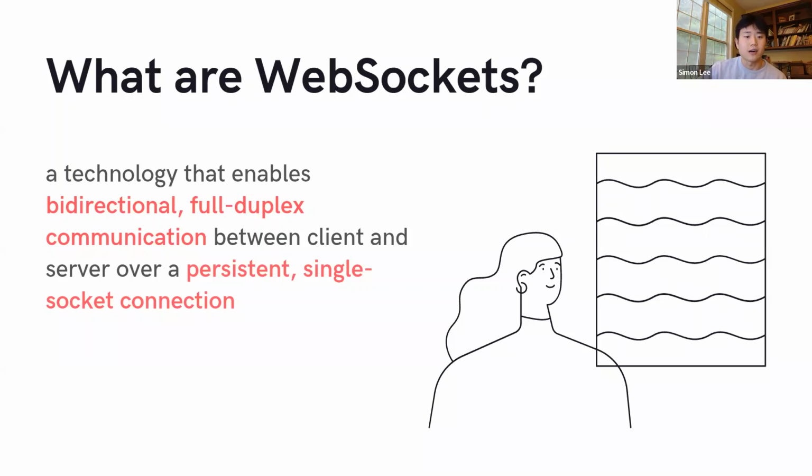Rather than a single or unidirectional communication, WebSockets, like I said in the beginning, enable bidirectional full duplex communication between client and server. And this is done over a single persistent socket connection. And full duplex here is just a telecommunications term that means both people on the phone can both talk and hear each other talk at the same time.